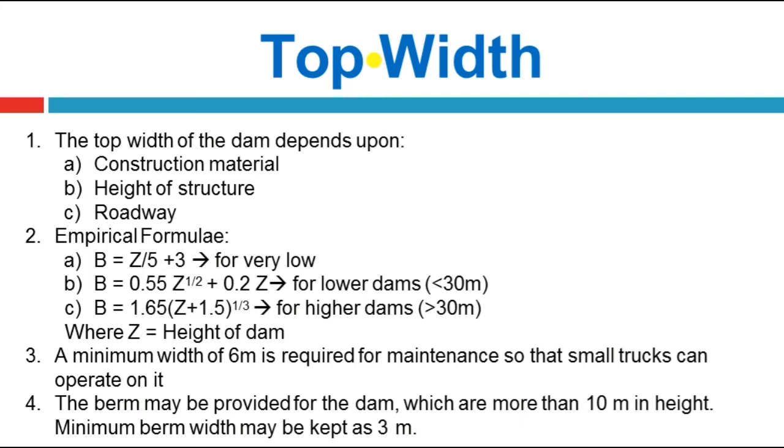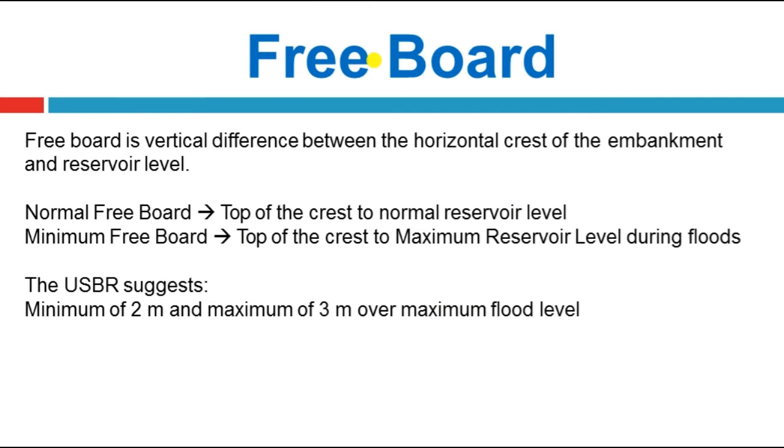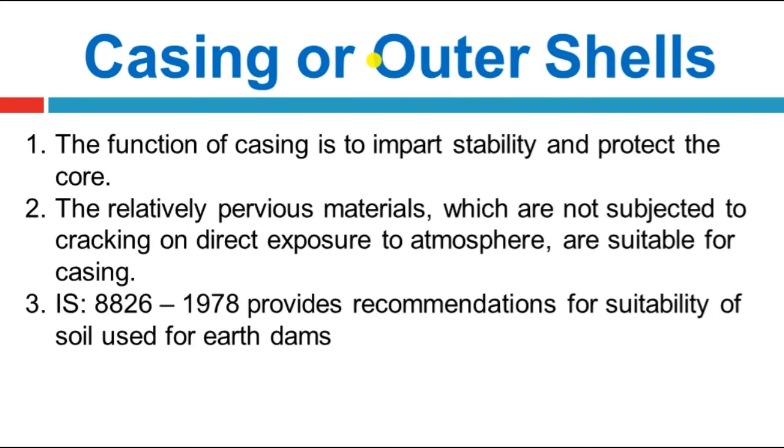Berms may be provided in dams which are more than 10 meter in height, and their width is kept as 3 meter. Freeboard. Freeboard is the vertical difference between the horizontal crest of the embankment and the reservoir level. Normal freeboard means top of the crest to the normal reservoir level, and minimum freeboard means top of the crest to the maximum reservoir level during flooding. USBR is one of the agencies that suggests a minimum of 2 meter and a maximum of 3 meter, or the maximum flood level.